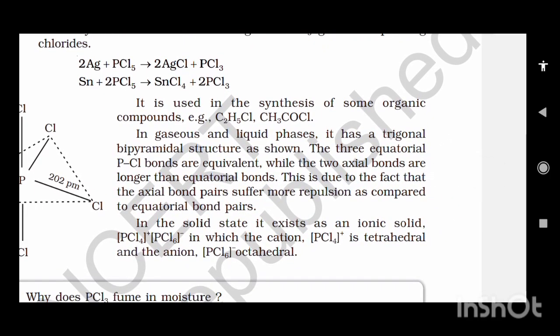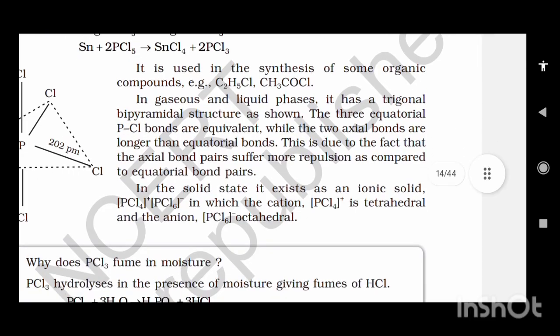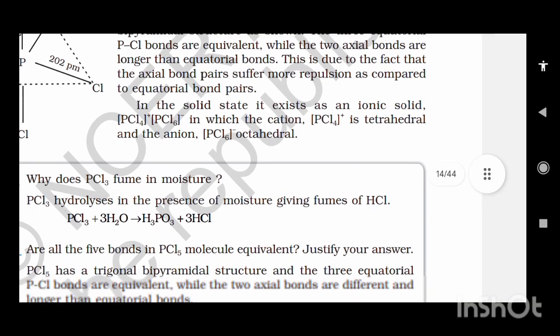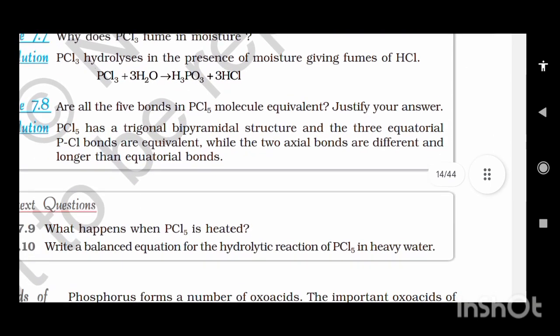In gaseous and liquid phases, it has a trigonal bipyramidal structure. The three equatorial P-Cl bonds are equivalent, while the two axial bonds are longer than equatorial bonds. This is due to the fact that the axial bond pairs suffer more repulsion as compared to the equatorial bond pairs. In the solid state, it exists as an ionic solid in which the cation is tetrahedral and the anion is octahedral.